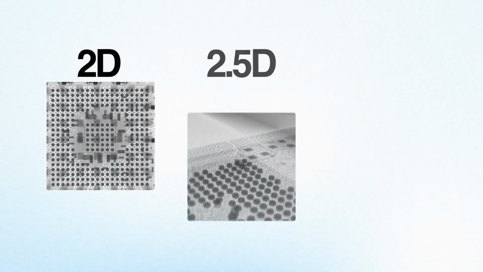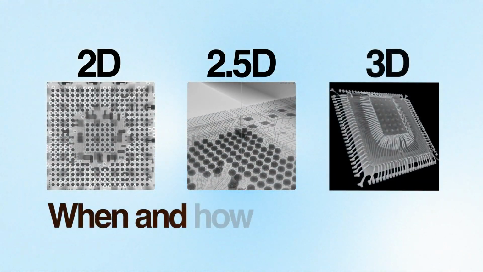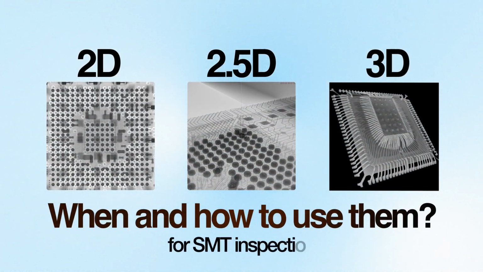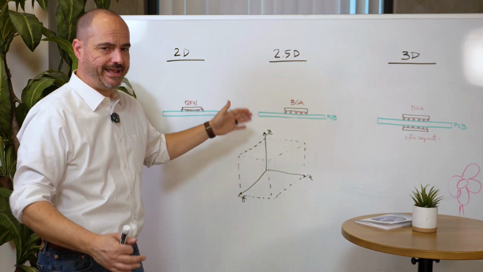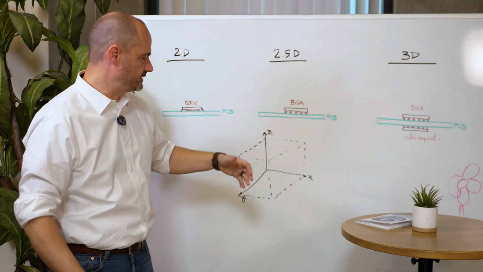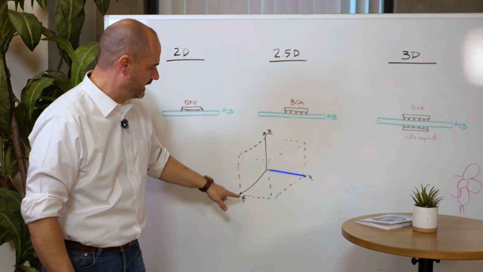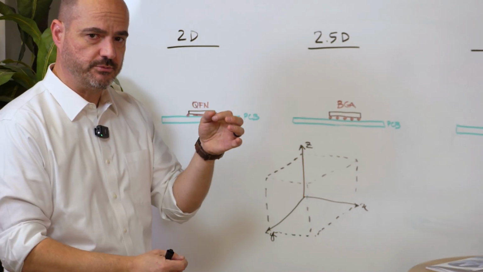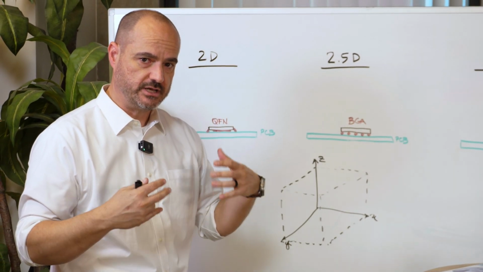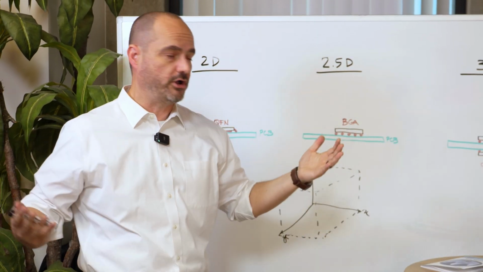2D, 2.5D, 3D X-ray inspection. When and how to use them for SMT inspection. Let's find out now. To get started, let's go over what X, Y, Z and the dimensions mean, right? So X, Y produce a plane, and Z is that depth information to give you the three dimensions that we have in space and volumes.